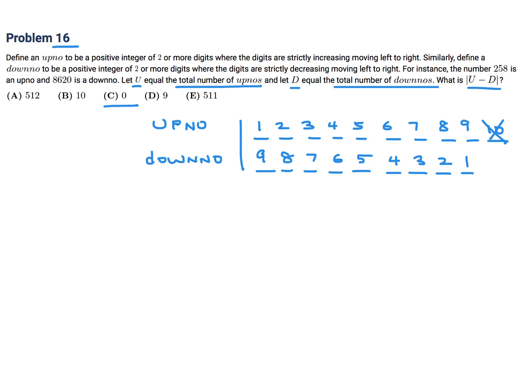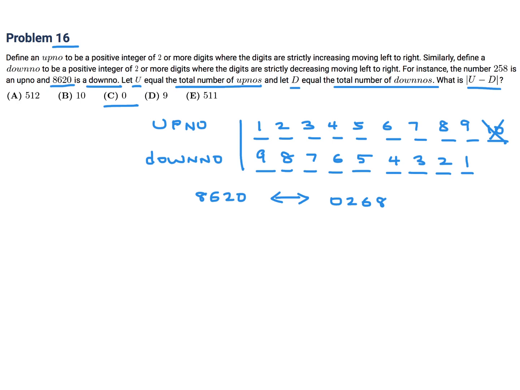So let's see, what is the story here? I think it has something to do with a mismatch. And I think this is a nice little clue they give us, which is very nice of them. 8620. If I were to do its matching, this is a down number, right? I even tell you that. So if I were to do a matching up number, it would be 0268. But let me read this question again. Define an up number to be a positive integer of 2 or more digits where the digits are strictly increasing. Define a down number to be a positive integer of 2 or more digits where the digits are strictly decreasing. Okay. But these are not matching.